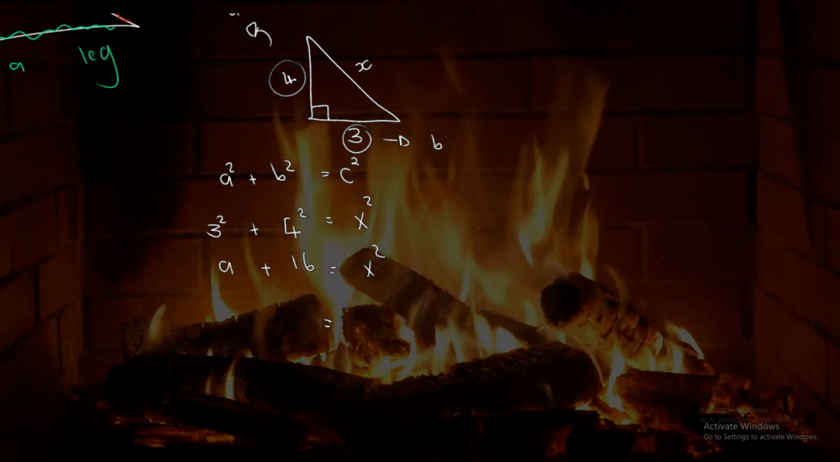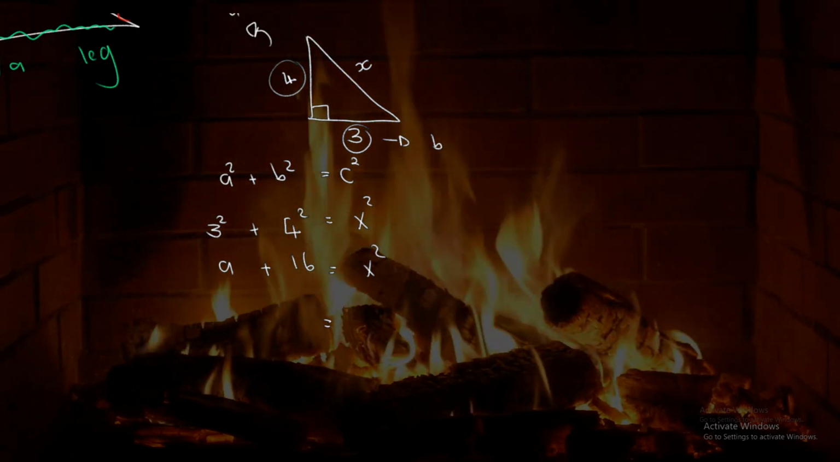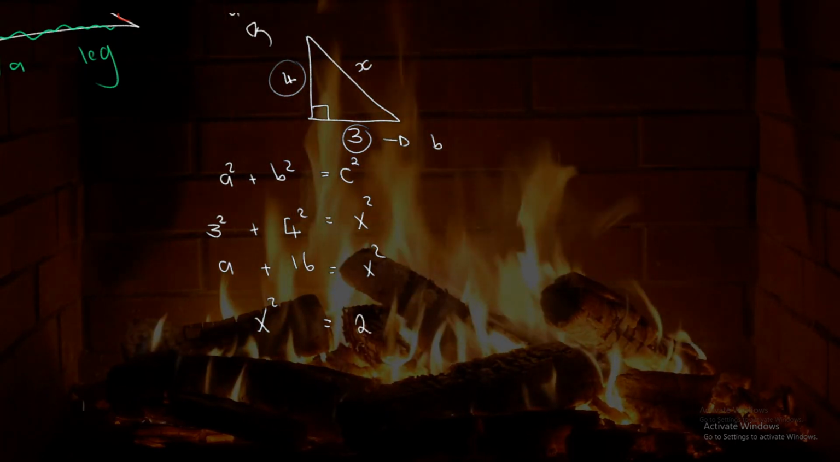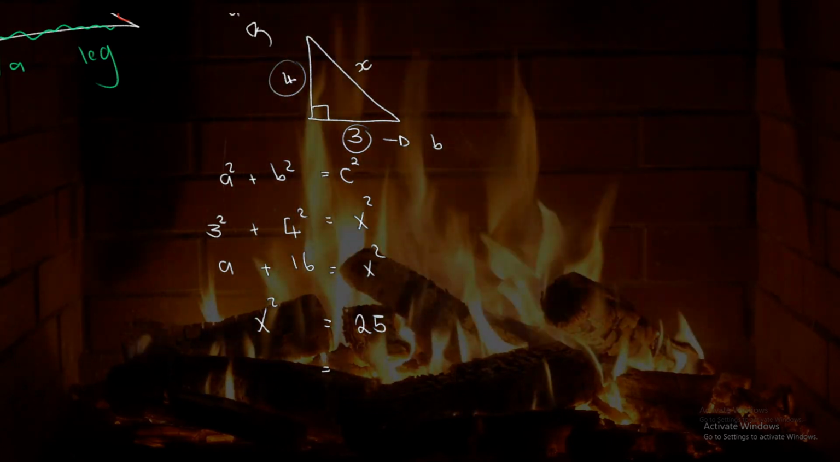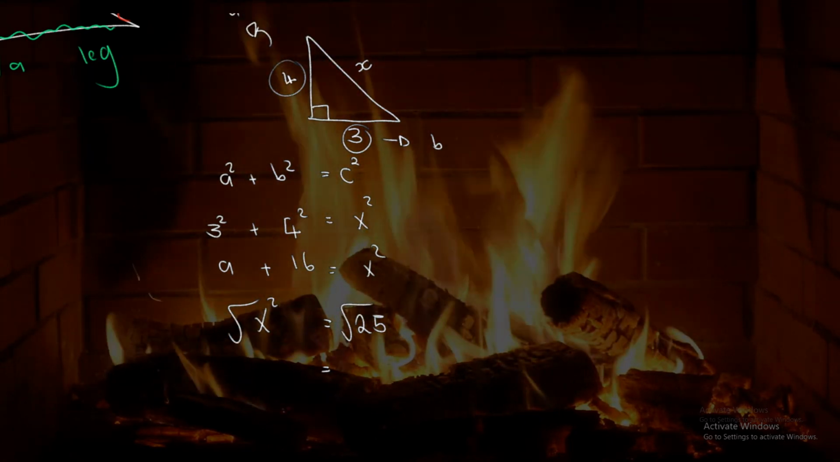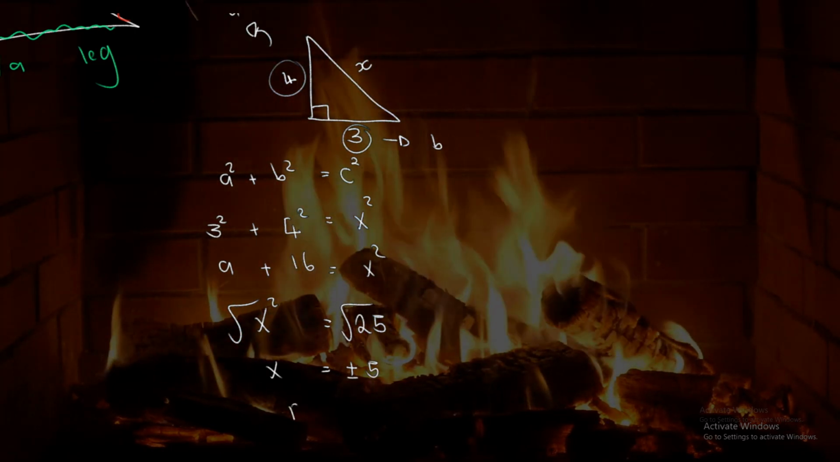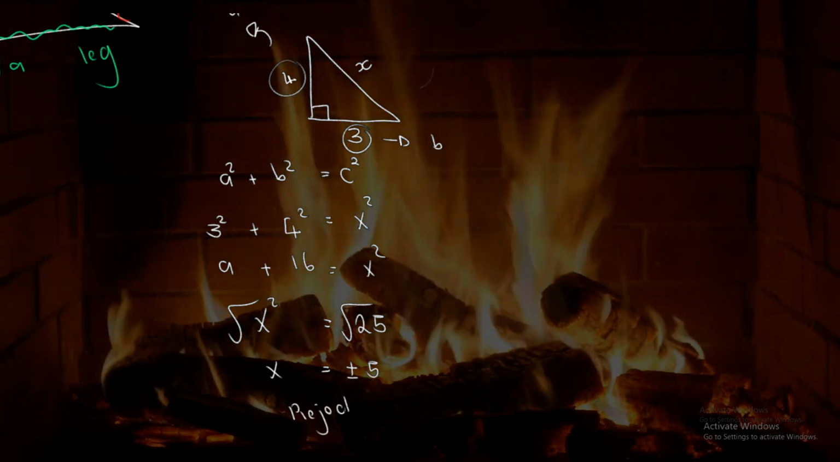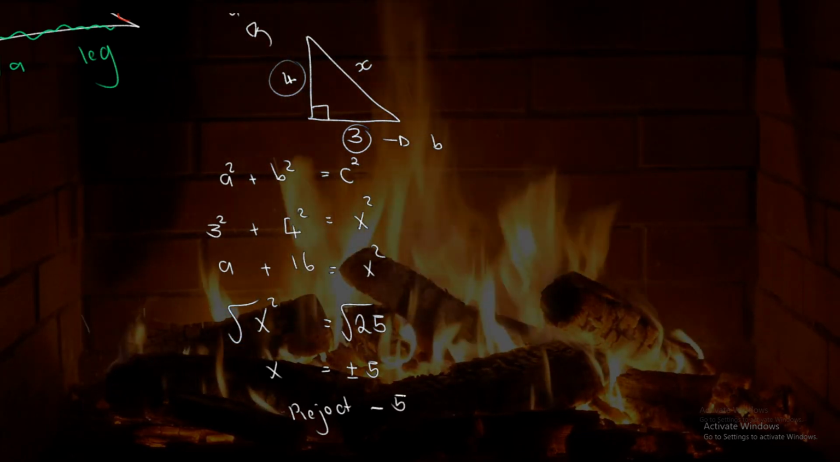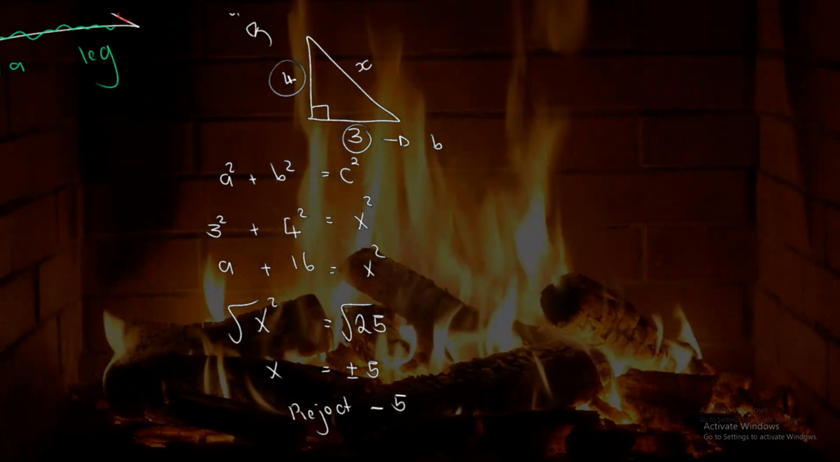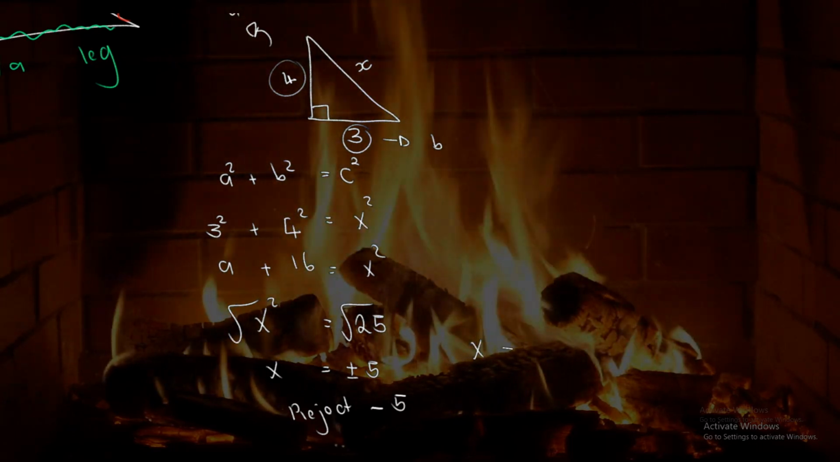If we compute, I'm going to switch my x to the left-hand side. So we have x squared is equal to 25. And if I take the square root of both sides, I get x is equal to plus or minus 5. But I can reject the negative value, since we're working with the sides of a triangle. So my final answer will therefore be 5.